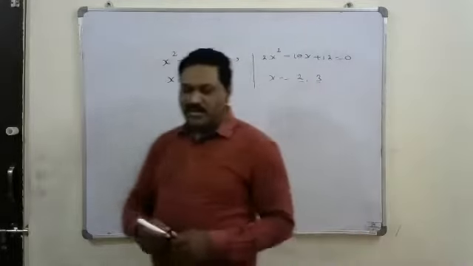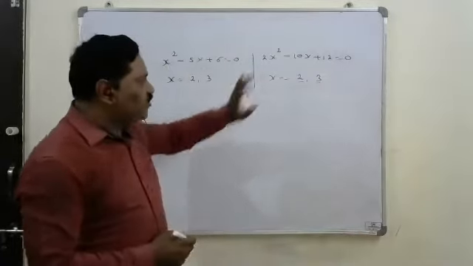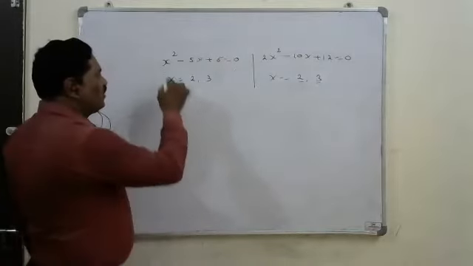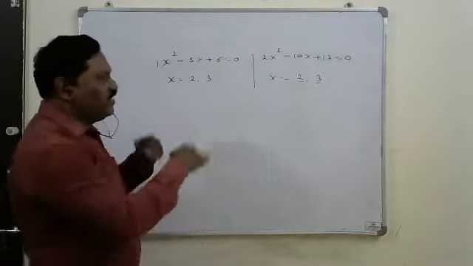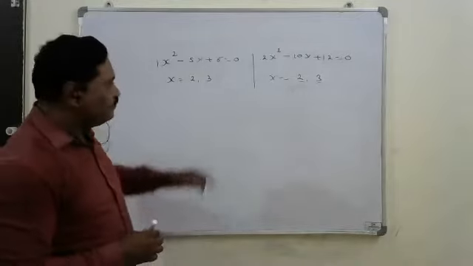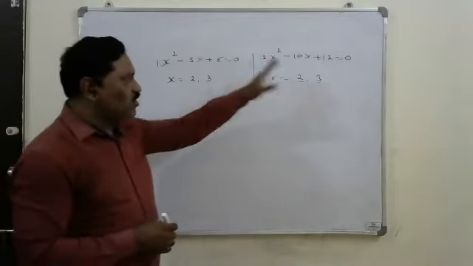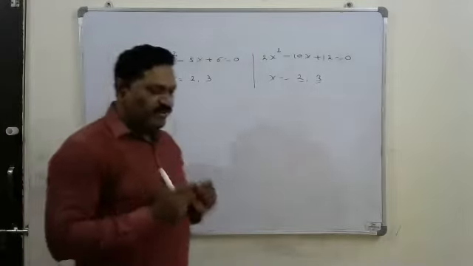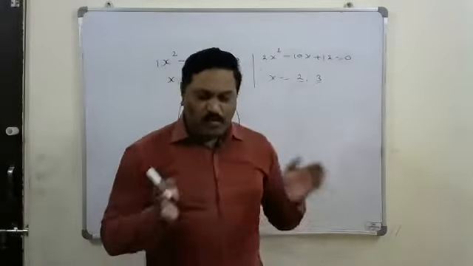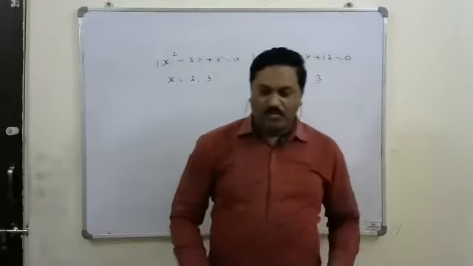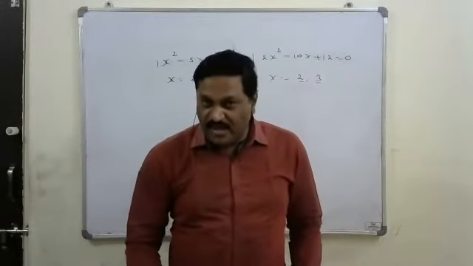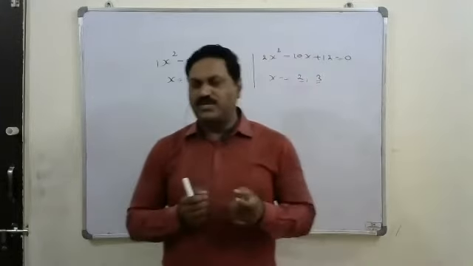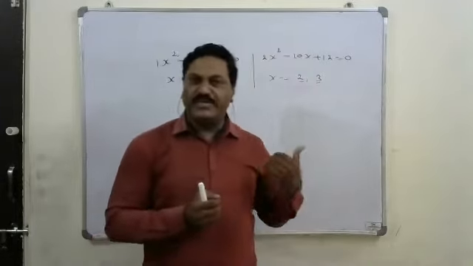If both the roots are in common, then look at the coefficients of both. What is the ratio of the x square coefficients? 1:2. The ratio of the x coefficients? 1:2. The ratio of the constants? 1:2. So whenever the equations have both the roots in common, the ratio of the corresponding coefficients must be equal.